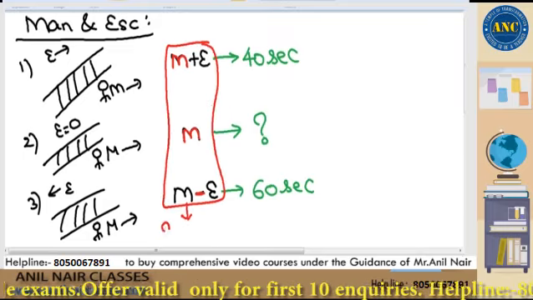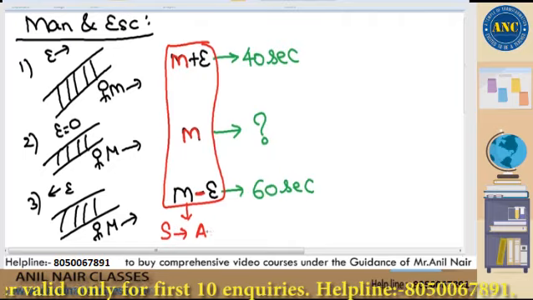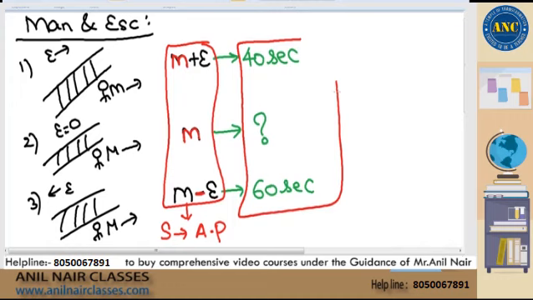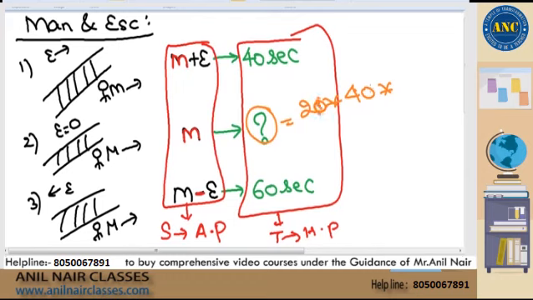These are nothing but speeds. Speeds are in arithmetic progression. If the speeds are in arithmetic progression, time period will definitely be in harmonic progression. In harmonic progression, the middle value is given by 2 into A into C. Sorry, this is not 20, this is 2. 2 into A into C divided by A plus C. If I simplify, again it takes 48 seconds.